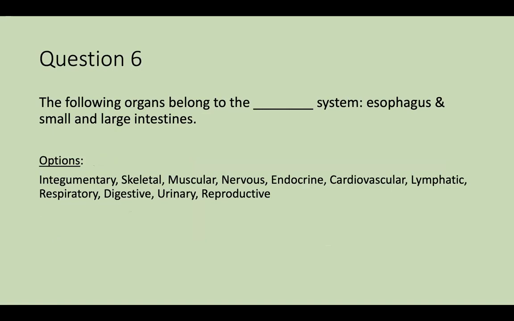Okay, now into the organ systems. The following organs belong to what organ system, basically? The esophagus and then the small and large intestines. I consider that a pretty easy one. That's going to be the digestive system. So hopefully small and large intestine at least indicates to you, okay, definitely something to do with digestion. But I listed all of the organ systems down here. So make sure you know the functions as well as the main organs involved in the different organ systems.